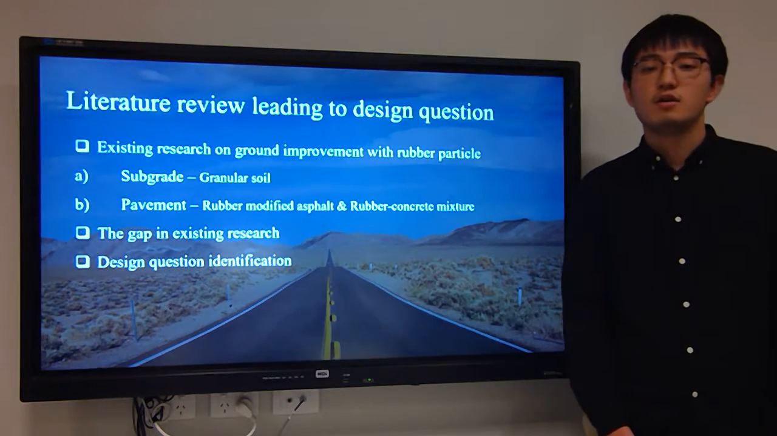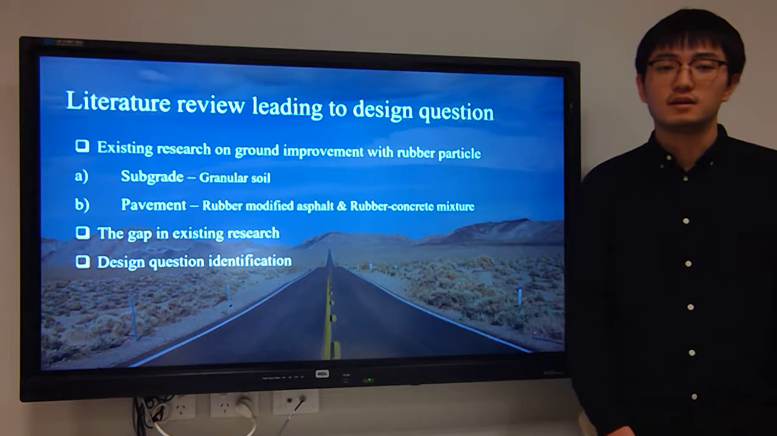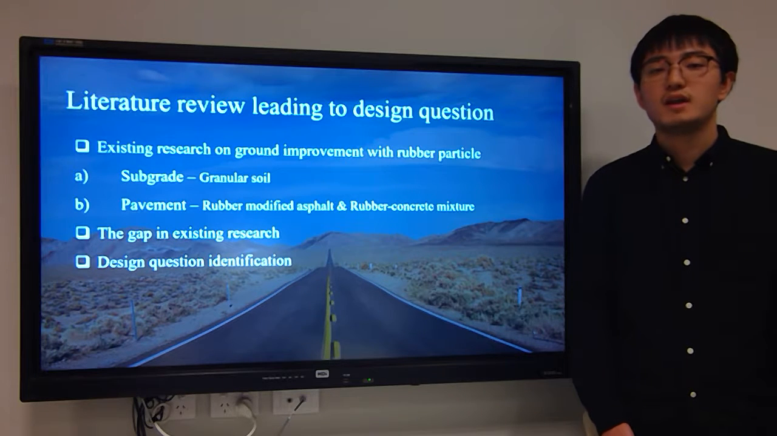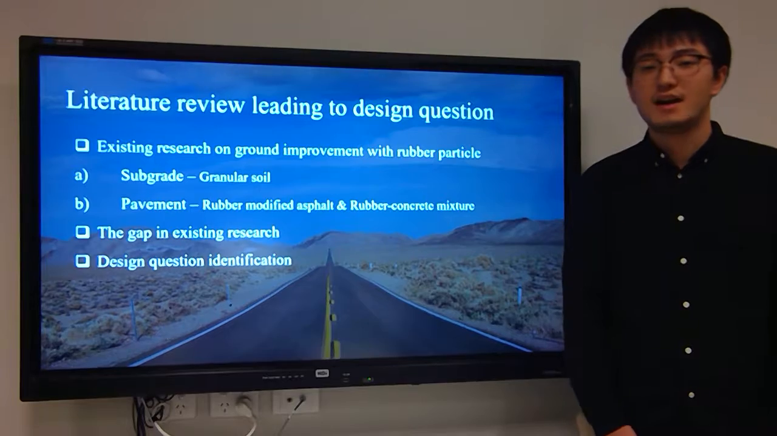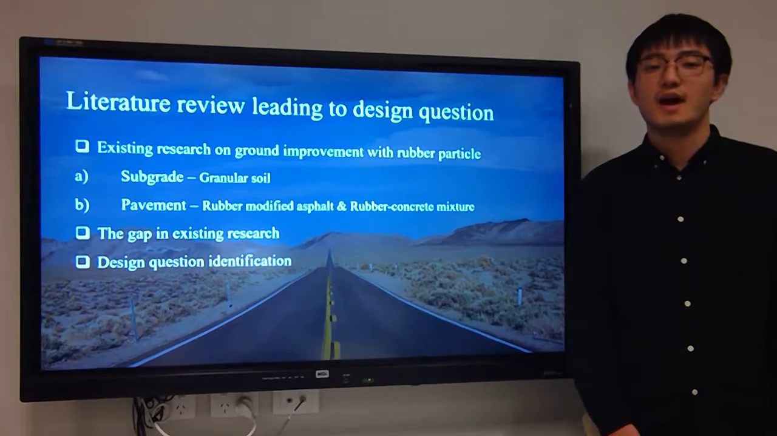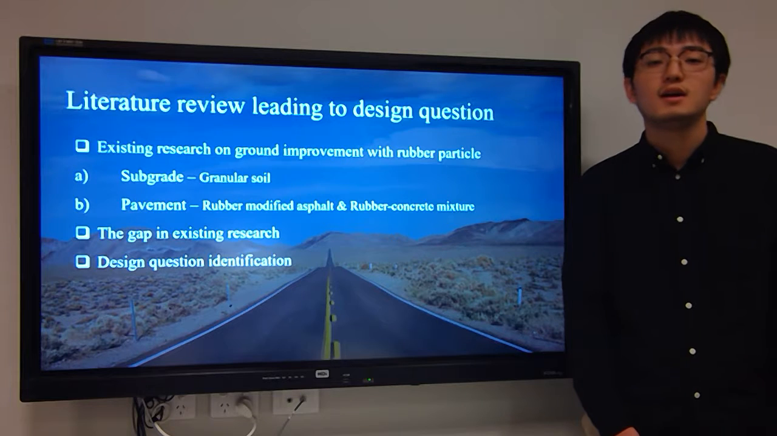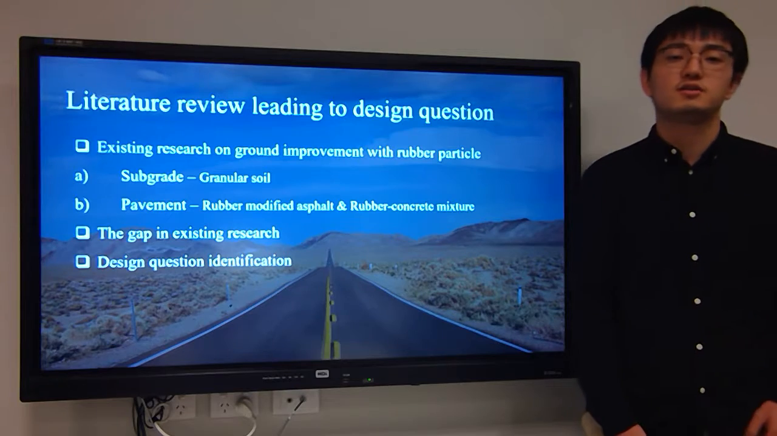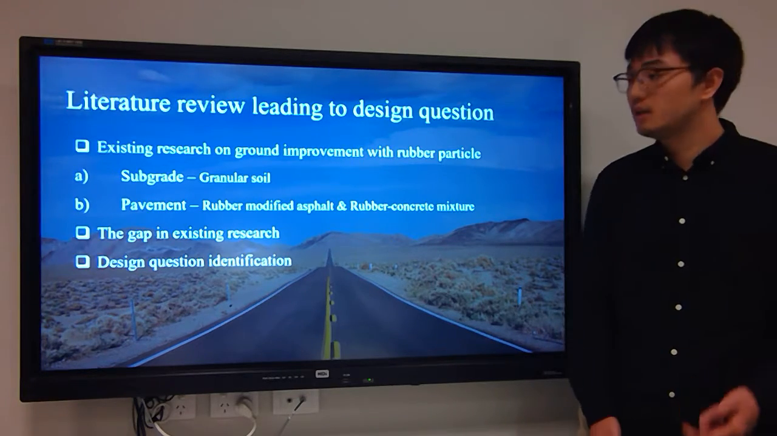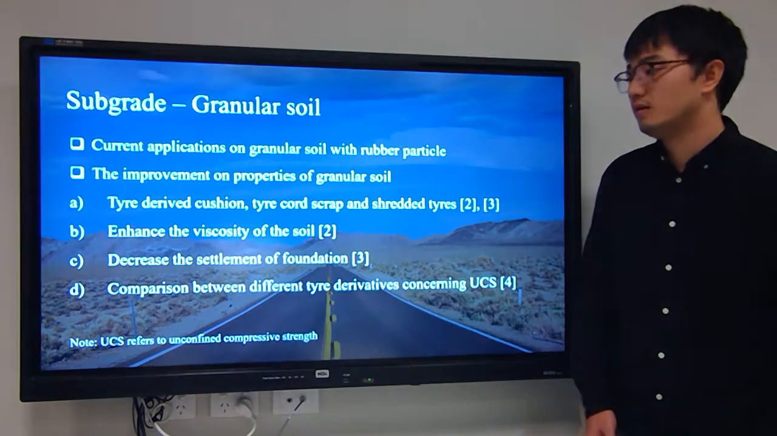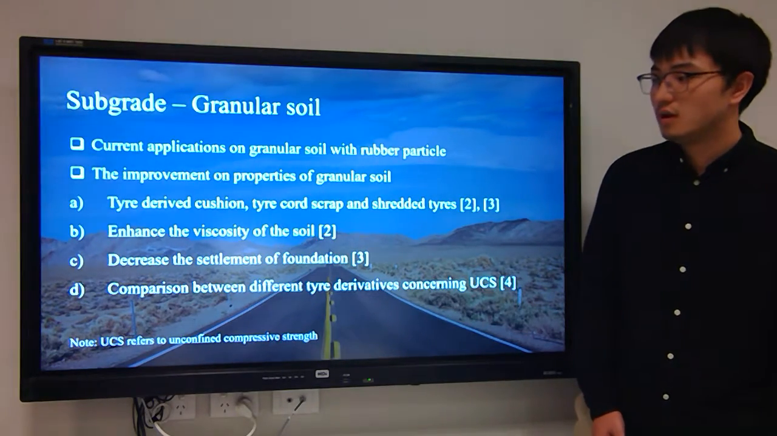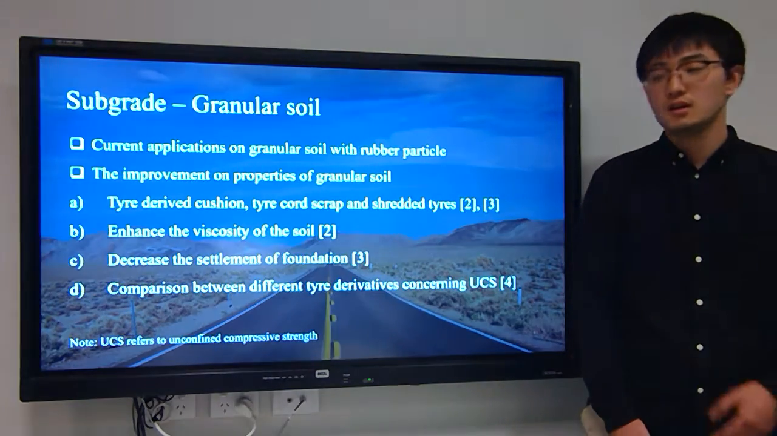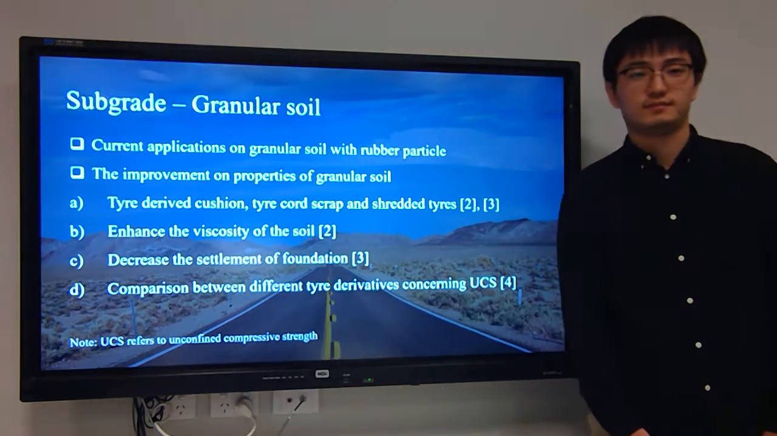First of all, for road construction, we mainly consider two types of layers, subgrade and pavement. Much literature has reported findings about ground improvement by adding rubber particles or using other tile derived products, such as tile derived crushing. It showed that rubber particles can significantly enhance the viscosity of the soil, and of course, can decrease the settlement of foundation, especially under vibration.